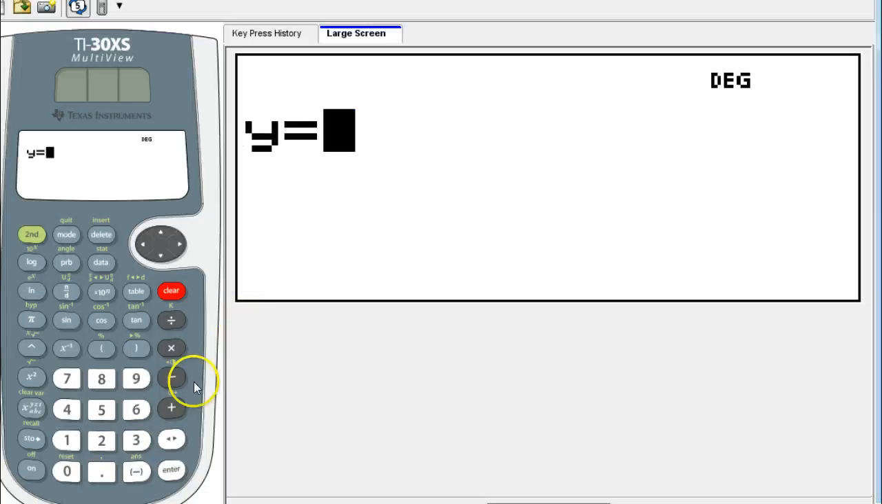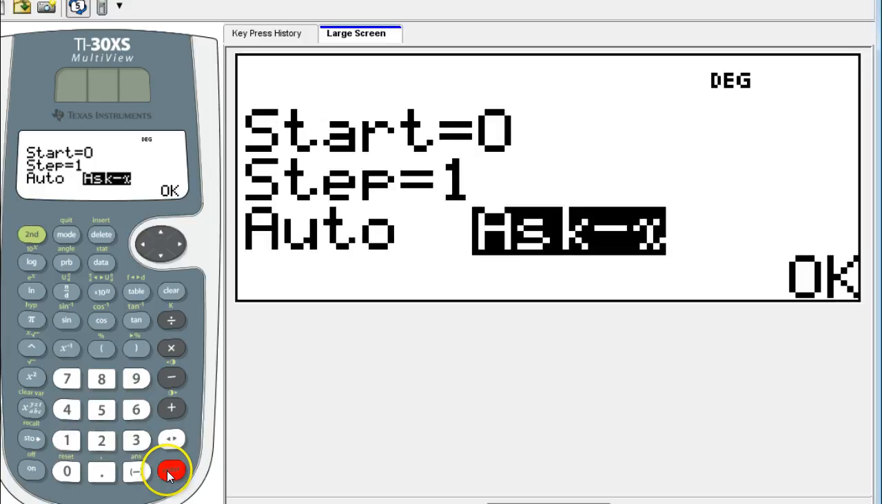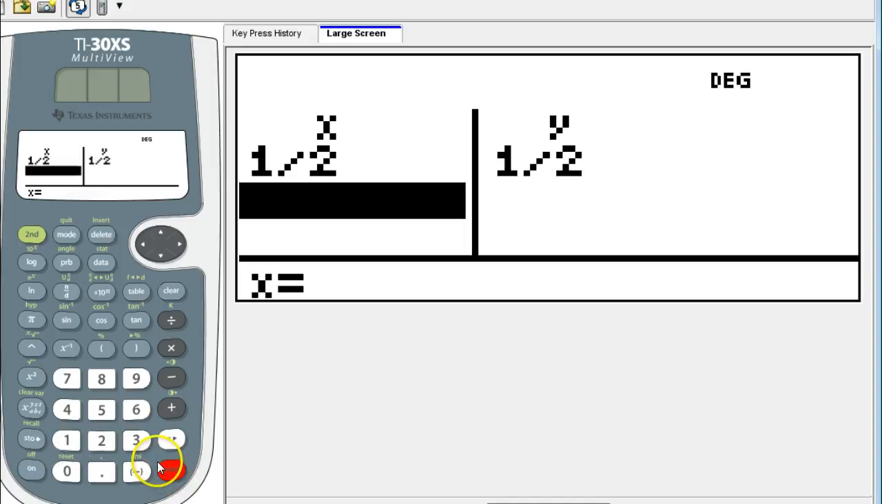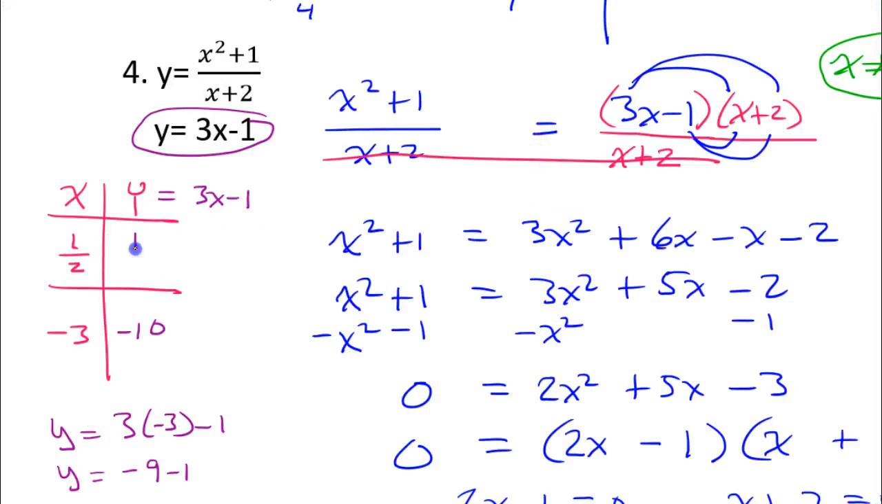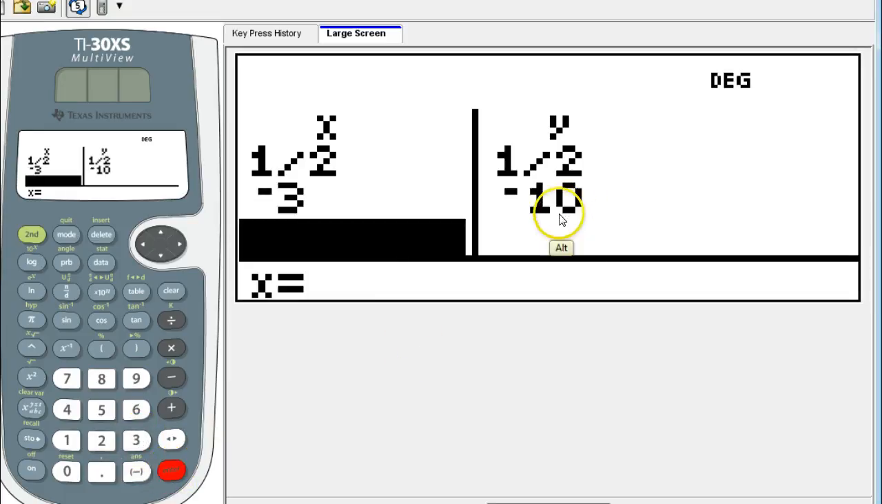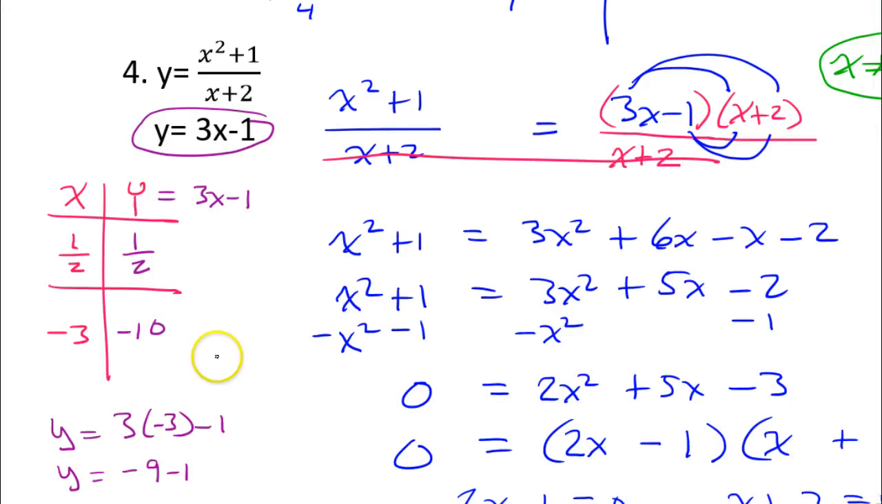Let's see, 3x minus 1. So we go 3x minus 1. Make sure you're in Ask X mode. And we want to evaluate at 1/2. So I'll just do 1 over 2. Boom. Oh, look, 1/2 again is the y value. So it's 1/2 comma 1/2. While we're here, let's just verify and double check the negative 3. So if I put in my negative 3, there's the negative 10, same as we got by hand.